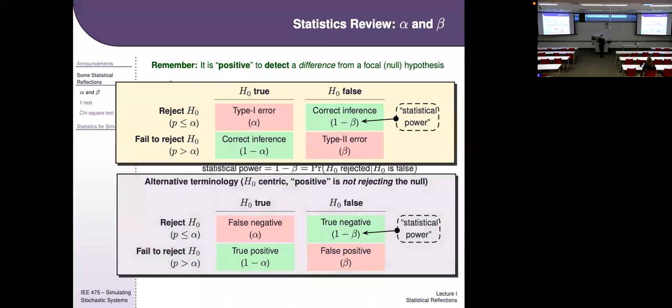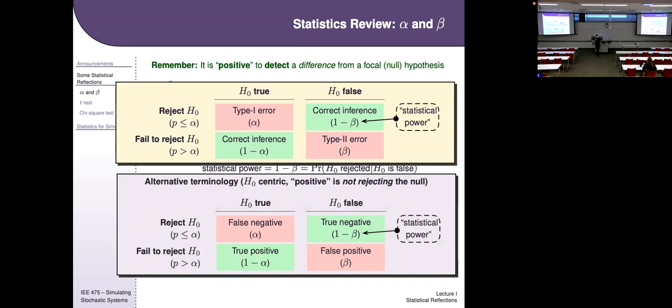Because a lot of times your stakeholders might have this in mind. Because if you say to them that my null hypothesis is what I'm testing for, then they're going to think that a positive result might occur in the column where the null is true. And if you fail to reject it, we're calling that a true positive.